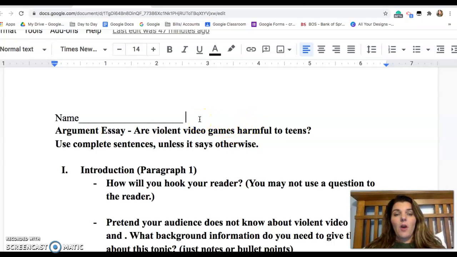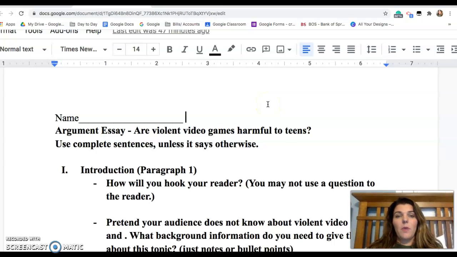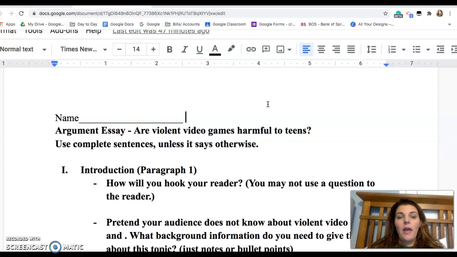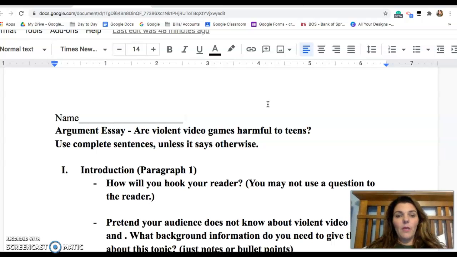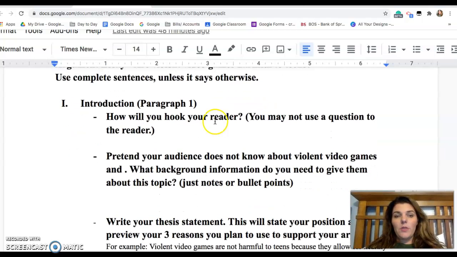So you guys have already done some research. We filled out a T-chart with text evidence, both for and against. And you're going to need that. You're allowed to decide which side you're taking, which position. Yes, they are harmful to teens, or no, they are not. And then you have to defend that position using some of those reasons in that text evidence that we put in that T-chart.